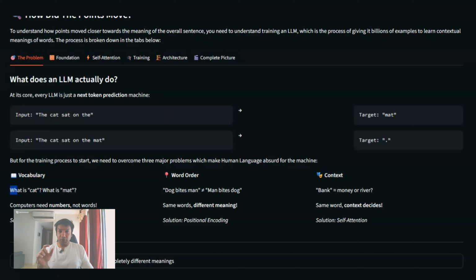Then of course, word order. When you are speaking, you can use the same set of words, but the position of those words can change the meaning entirely. Dog bites man and man bites dog are two very different headlines, right?